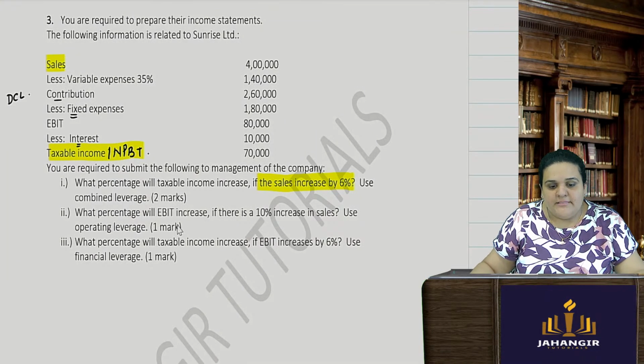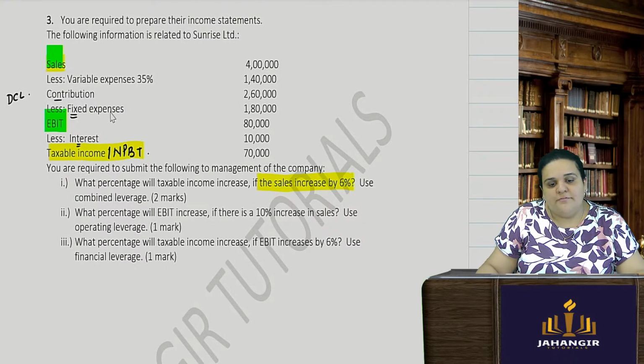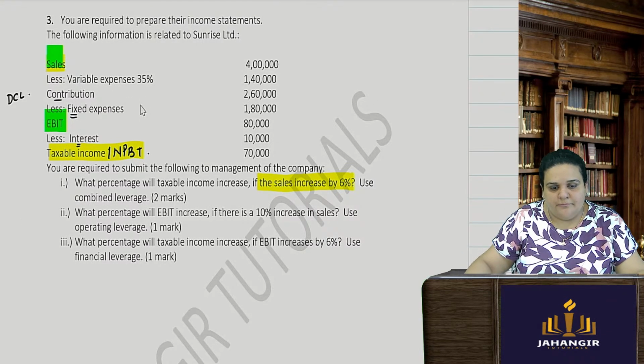Then they are asking me what percentage will EBIT increase if there is a 10% increase in sales. Here they have given us the hint: use operating leverage. Here also they have given us the hint: use the combined leverage. But what if they have not given it to us? What percentage will EBIT increase if there is a 10% increase in the sales? Between sales and EBIT there is only one particular cost, fixed expenses. Obviously I am going to use my operating leverage over here.